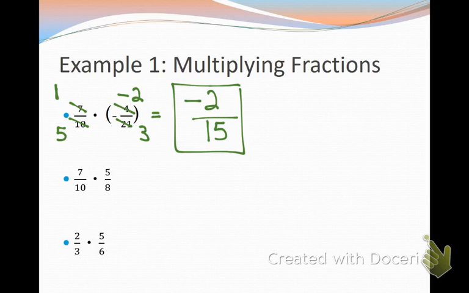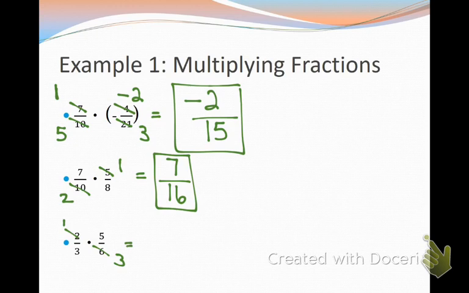All right, so let's go ahead and look at the next one. Can we cross-reduce anything on number 2? 5 and 10. I can reduce by 5, so that becomes a 1. This becomes a 2, and we get 7 over 16. All right, on the next one, go ahead and do that one on your own. Cross-reduce anything? Yes. 2 and 6, down to 1 and 3, and it just becomes 5 over 9. All right? Okay, good. Who got it right?